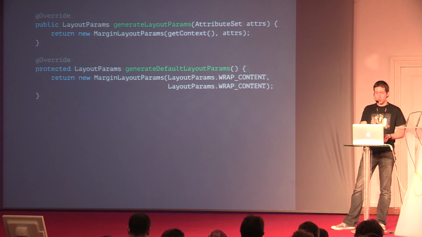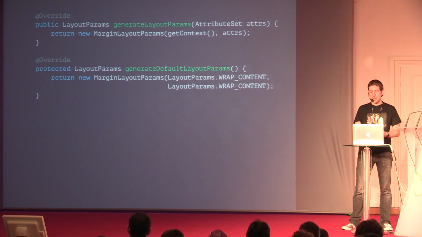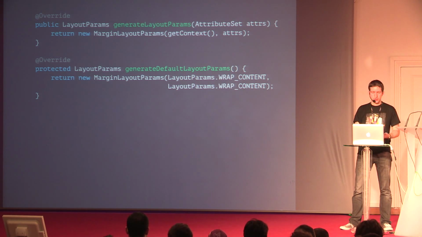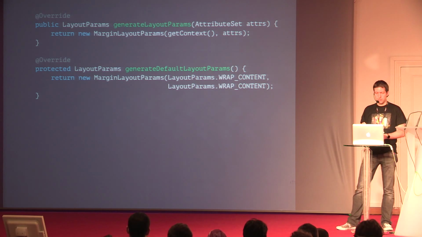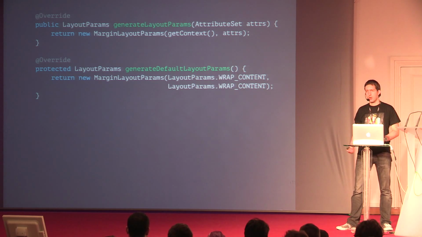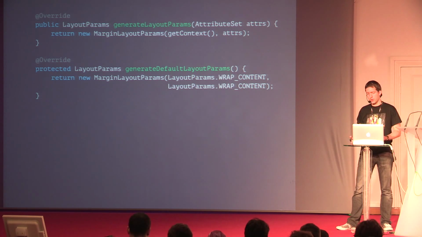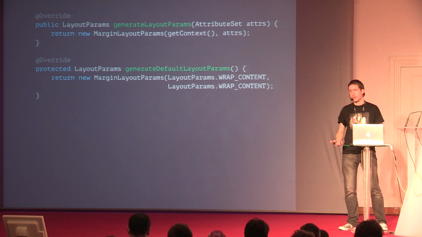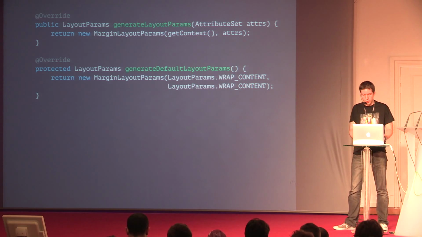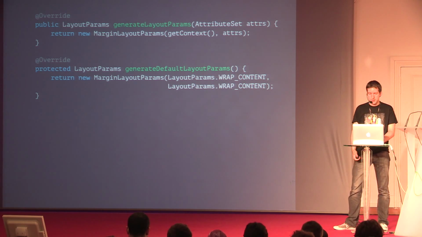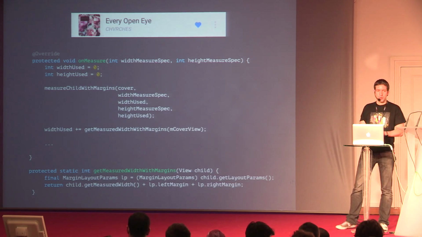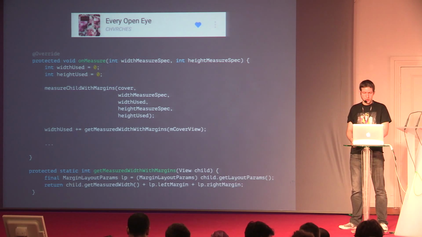Next up, in the view group, I need to declare which kind of layout params I want to give automatically to the children of the view group. The framework does not do it by default, but in almost all cases, you want to give it margin layout params because you want to be able to give margins to your items. It's a very common requirement. So you just have to declare it in these 2 methods. Next up, well, we need to implement the measure logic ourselves.